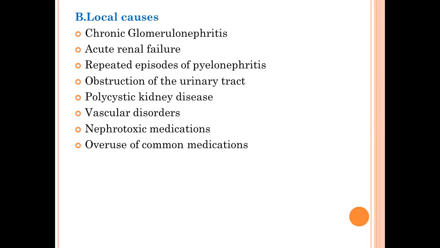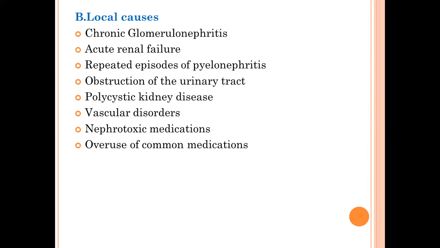Moving on to the next, that is your local causes. Local causes means any previous disease condition because of which chronic renal failure can occur. First and foremost is chronic glomerulonephritis. Chronic glomerulonephritis is a condition in which there is inflammation or scarring of your glomeruli. Because of this also, the patient can be at risk of developing this condition.